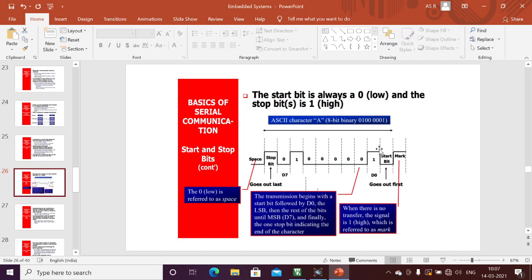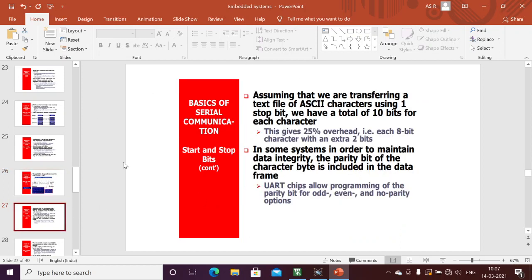This is the way we transmit data from the sender to the receiver, always with the asynchronous method. We always start the communication with the start bit and end the communication with the stop bit, and in between we place the data. This is our asynchronous communication.